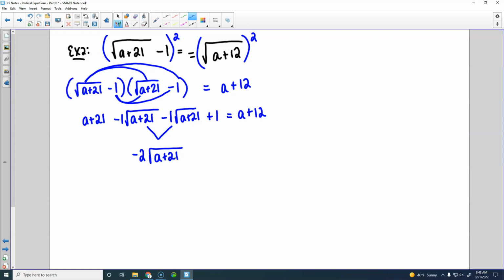And then I could combine this stuff, but I need to move it over to the other side anyway. So I'm just going to do this. I'm going to subtract that a right there to get rid of that. Subtract that 21 to get rid of it. And subtract this 1 to get rid of it. So this is actually going to be a little bit easier of a problem because what's going to happen with our a's right here? They cancel. So I'm just going to have a number left here. So I've got 12 minus 21 minus 1, and that is going to give me negative 10. Is that right?